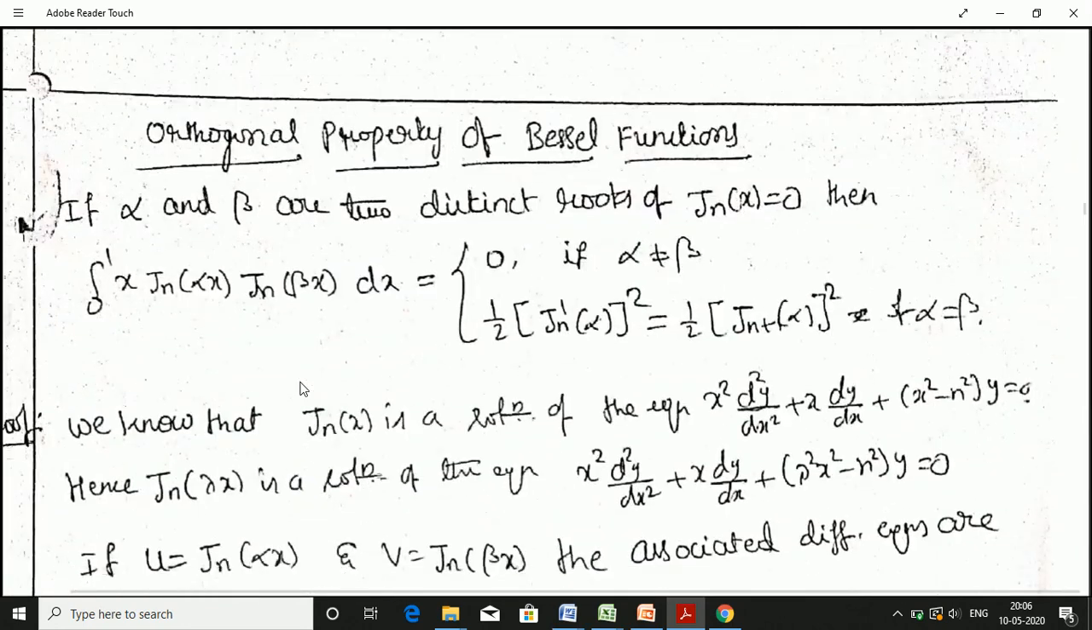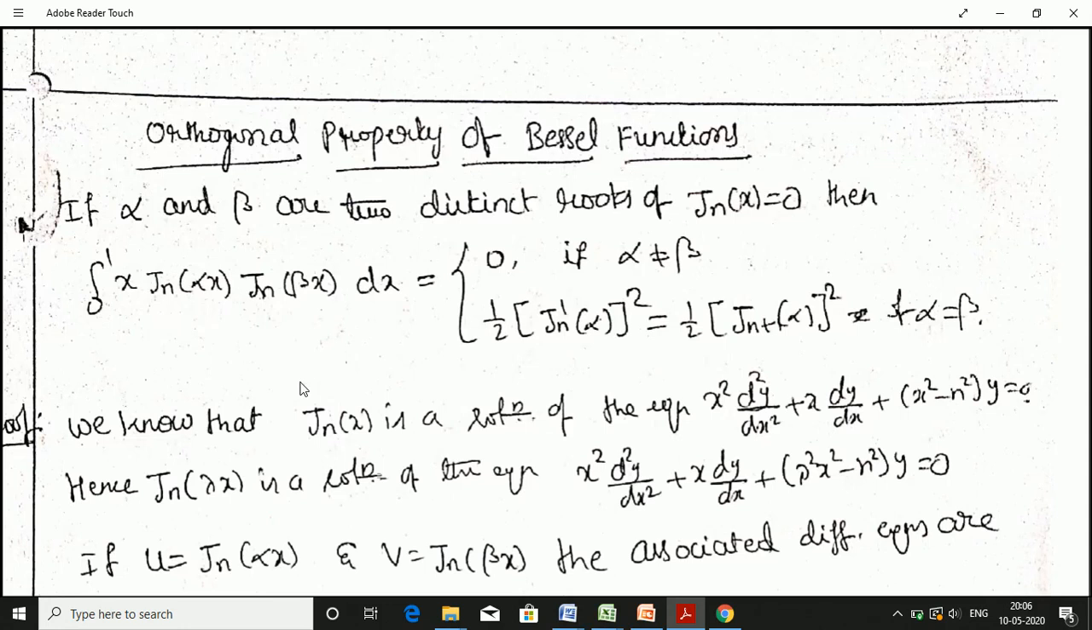And the orthogonal property of Bessel function. This is also very important. Definitely they are asking this also in the examination. All the derivations are important. No problems in this topic special functions, only the derivations. You need to learn all the derivations.